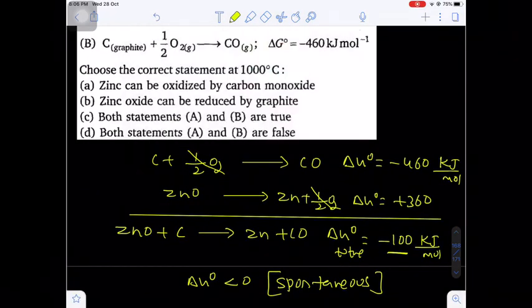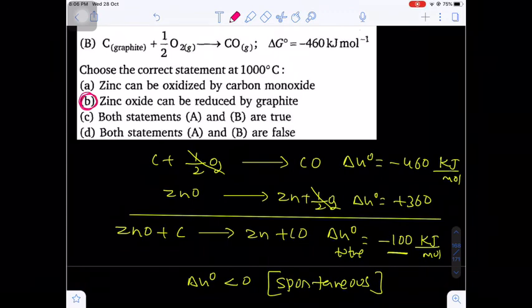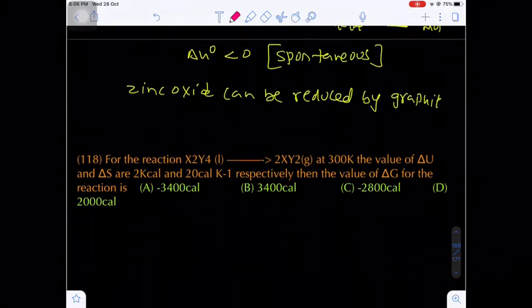If the delta G naught value is positive, the process is not feasible. Yes or no? That means if you see the option B, in the B option, zinc oxide can be reduced by the graphite. Yes or no? This is the correct option, B option.